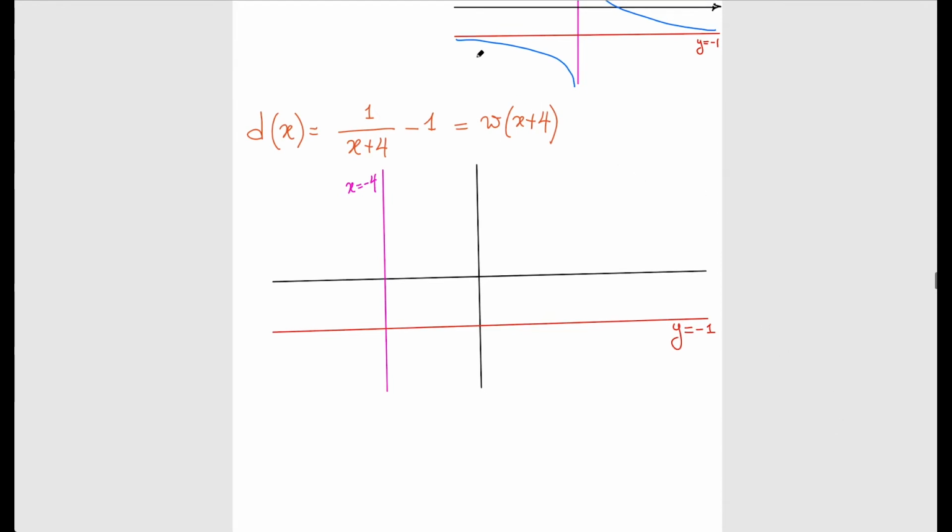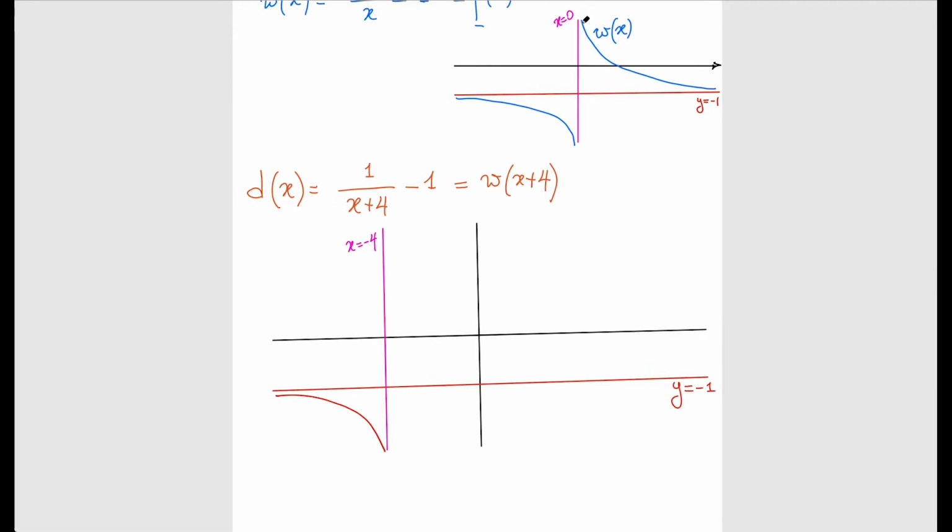And this portion of the graph now is going to be over there, right? So it's going to be like this. This portion, which used to be controlled by the line y equals -1 and the vertical line x equals 0, is now controlled by y equals -1 and the new vertical line, which is x equals -4. And this upper portion is going to start here and end here.